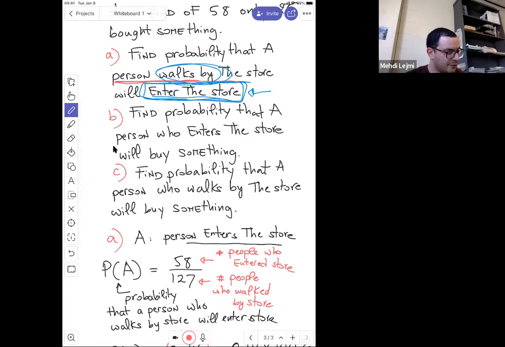So find the probability that the person who enters the store will buy something, right? So the event here is that the person will buy something. But what's the size of the sample? The sample here is the people who entered the store. Out of the 58 people who entered the store, 25 actually bought something, right? And the event is that a person will buy something.